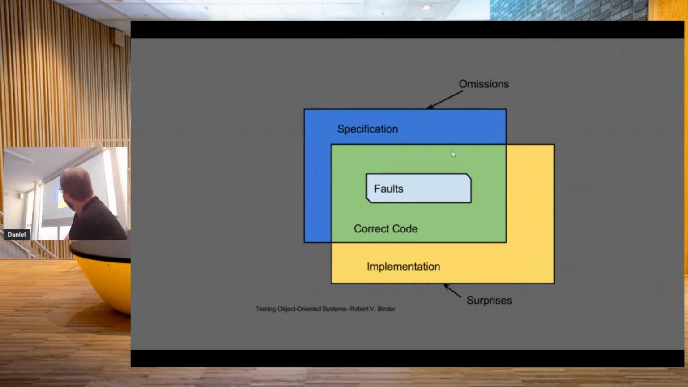Okay, so we had specification, implementation, and the overlap. The part that is overlapping, that is working as specified, is the correct code. Then we have the code with the bugs in it, and that must be within the overlap. You could have faults of omission, which is a part of the specification that you have not yet implemented. And then you could have something outside of the specification that is also not working as it should, but then we really don't know what that is.